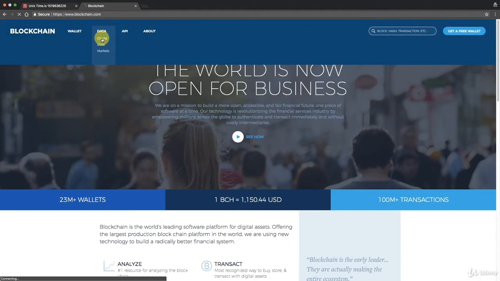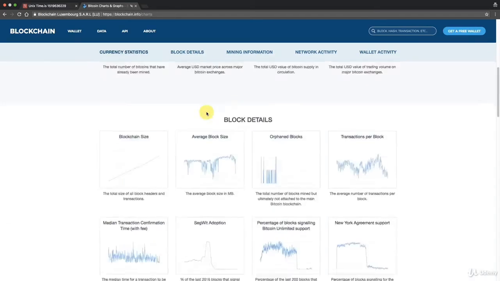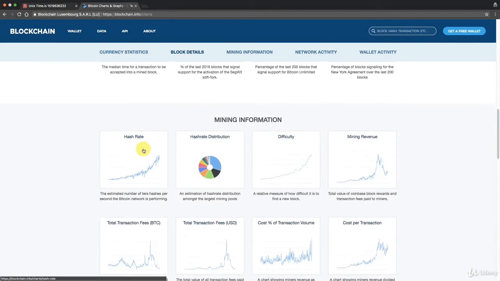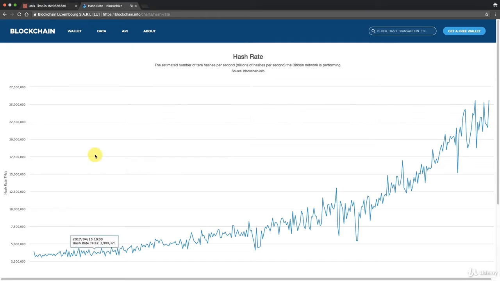If we go here, data, and we go to charts, and we go to hash rate. Okay, sit tight on your chair. Don't let this knock you off your feet. So the current hash rate looks like it's 25 million hashes per second. No, this is the current hash rate of the whole network, and it is shown here in terahashes per second, trillions of hashes per second.